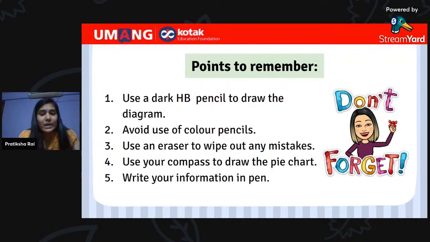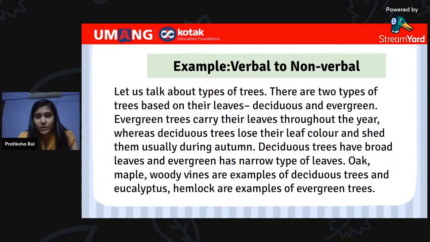Okay, now let's look at the second category, verbal to non-verbal information. Let's practice. What you have to do is I'll read a short paragraph for you, and then we will change the content of that paragraph into non-verbal format, that is to a tabular form. Okay, so let us talk about trees. Let us talk about types of trees. There are two types of trees. Now think about it very carefully. Listen to it, okay? And we'll fill in the blanks, okay? Make sure you listen to this paragraph very carefully, okay?